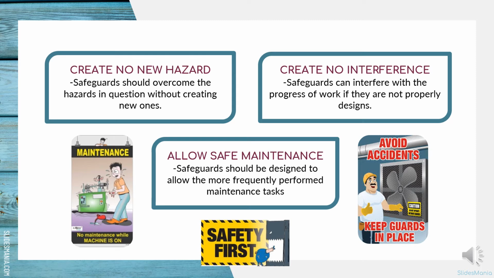Safeguards should be designed to allow the more frequently performed maintenance tasks, for example lubrication, to be accomplished without removal of the guard. Locating the oil reservoir outside the guard with a line leading to the lubrication point will reduce the need for the operator or maintenance operator to enter the hazardous area.